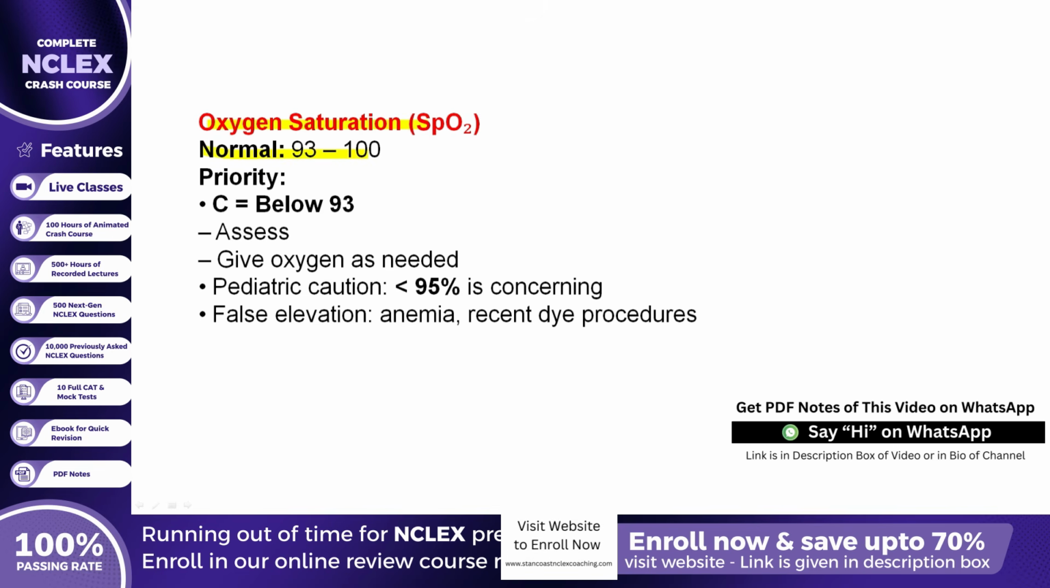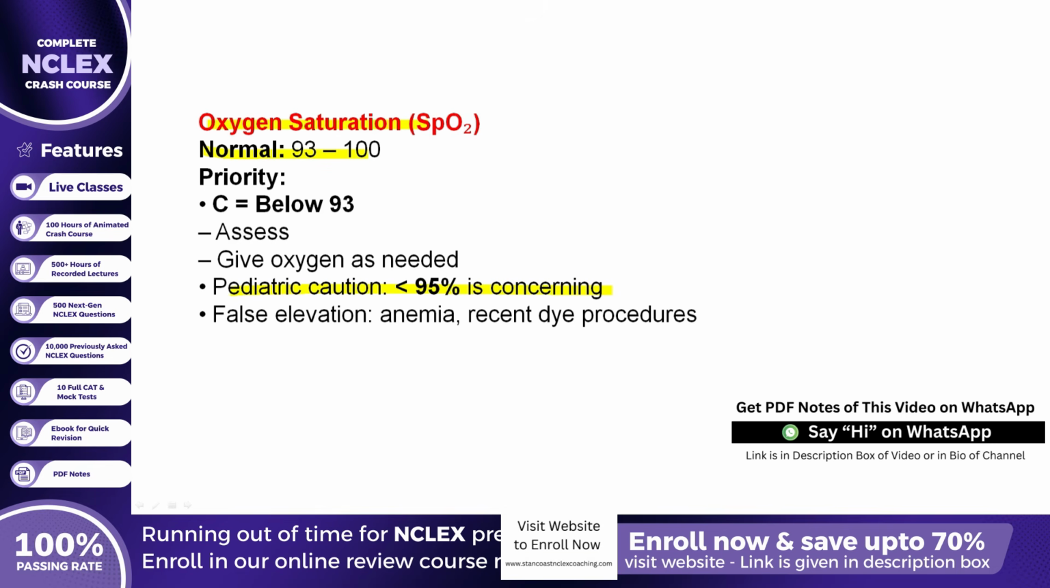When we look at priority, C applies when the saturation is below 93, so we assess and give oxygen as needed. We also include a pediatric caution that values below 95% are concerning. And we must remember that false elevation can occur with anemia or after recent dye procedures.